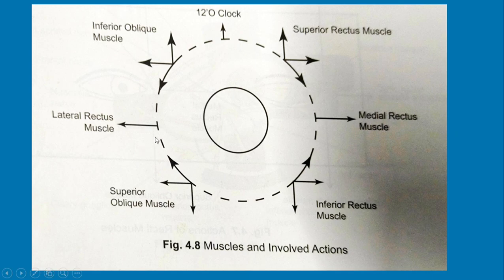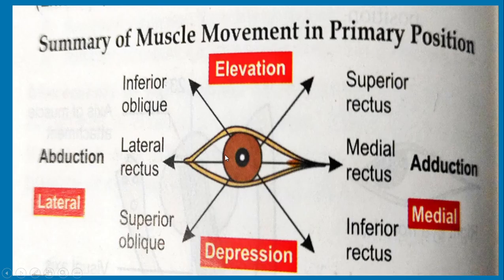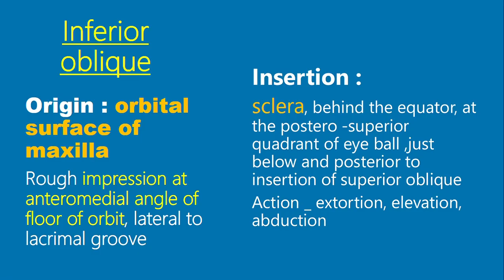The next muscle is lateral rectus. This is lateral rectus. Like the medial rectus only adducts, lateral rectus only abducts the eyeball. Only lateral movement, the only abduction in all positions. Next, superior oblique muscle. Superior oblique muscle and inferior oblique muscle we will discuss after the discussion of its origin and insertion.